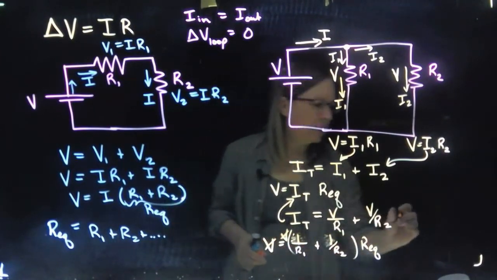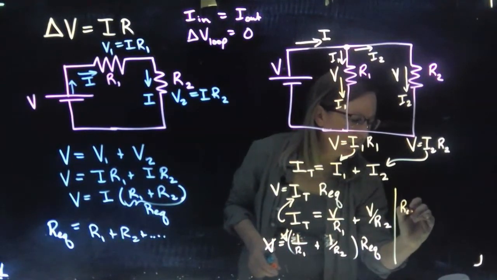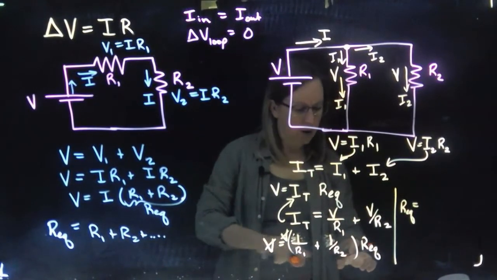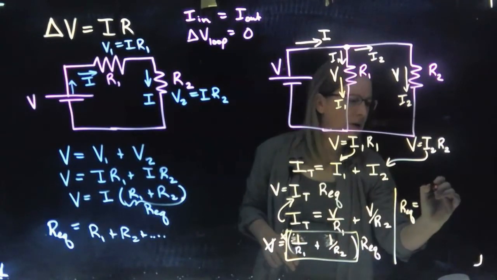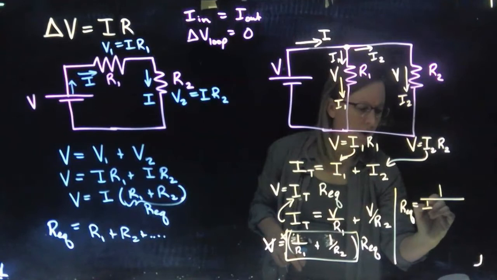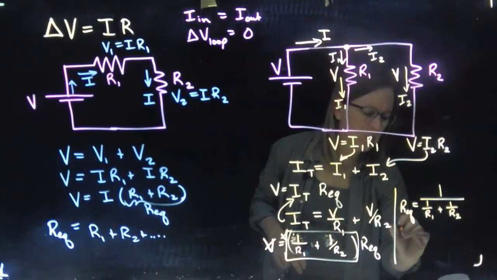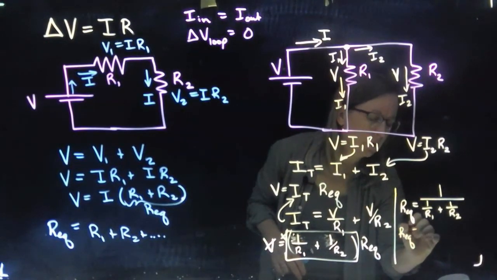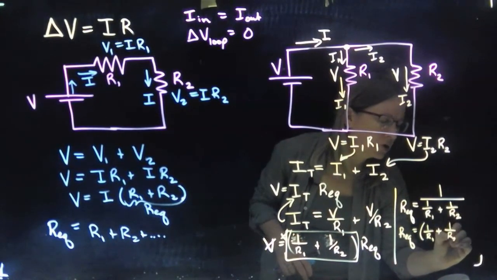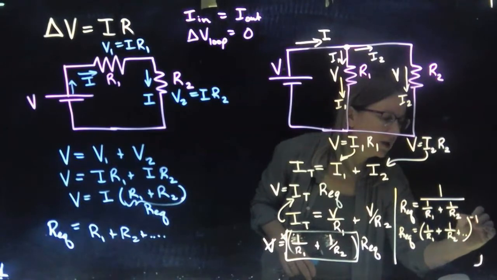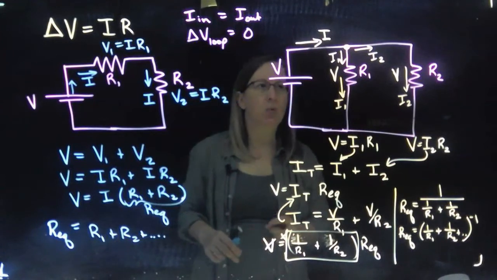And I can say, in fact, that, I'm running out of space, R equivalent is equal to, I'm going to divide both sides by this whole expression, which is kind of a crazy expression, but it's equal to 1 divided by 1 over R1 plus 1 over R2. And so, in fact, the equivalent resistance in parallel is 1 over R1 plus 1 over R2 plus anything else, to the negative 1. Okay, so again, that's similar to the kind of expression we saw with capacitance.